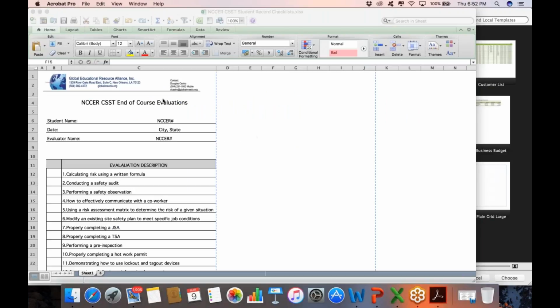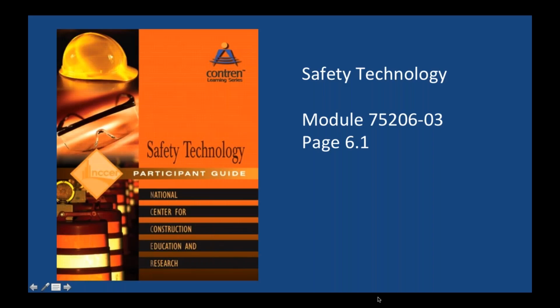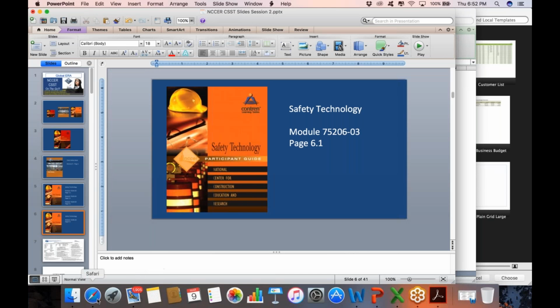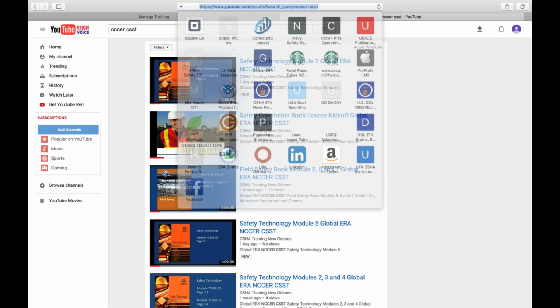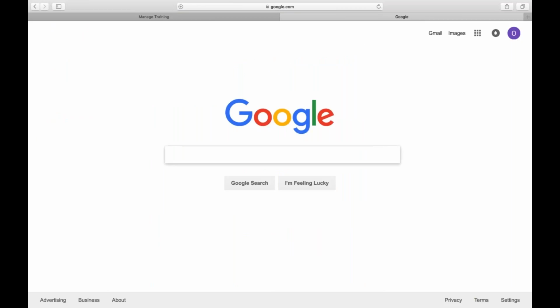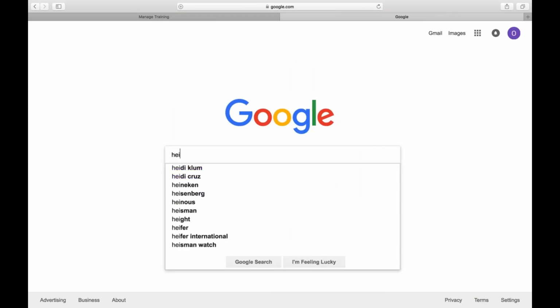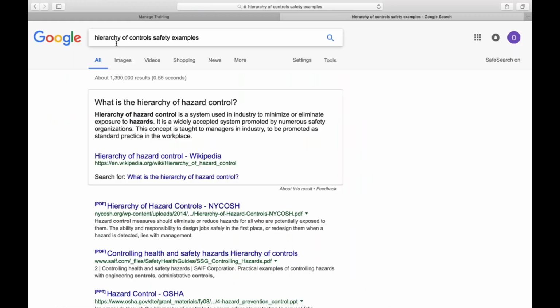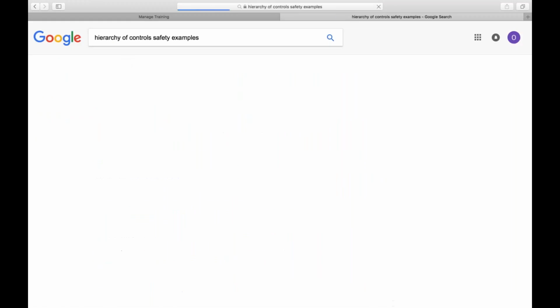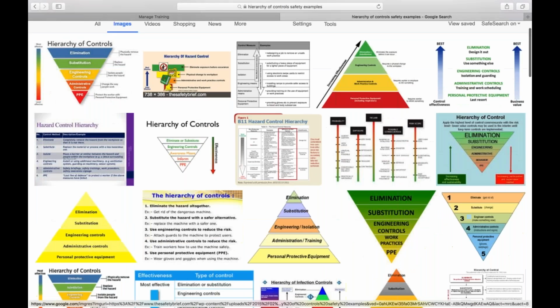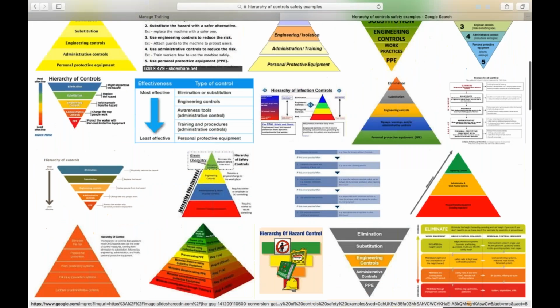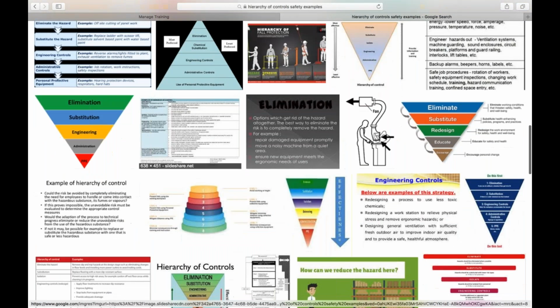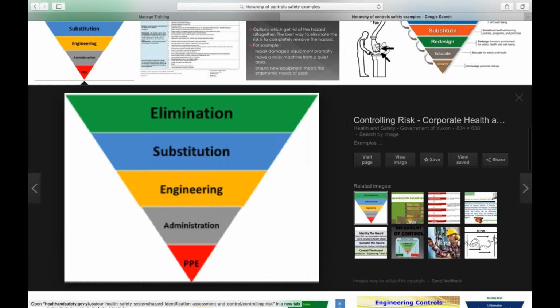So moving on. Let's go back to the PowerPoint now, and like I said, those are the checklists. Let me go back to Google, folks. All I'm doing is looking for the hierarchy of controls, safety examples, basically, and I'm going to my images here. We talked about this last week. Let me look really quickly, folks. I just want to pull up the 3. Let's just go with this picture here.